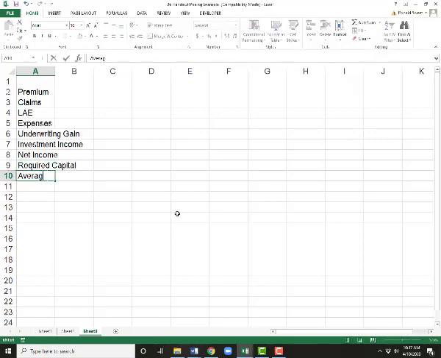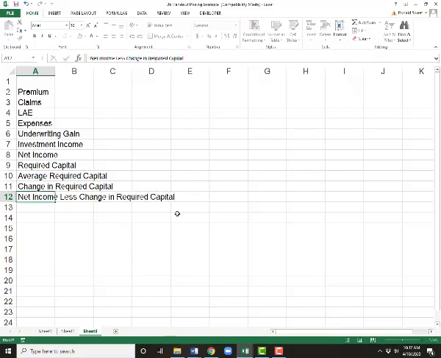Then you have average required capital. We have the change in required capital, and we have net income less change in required capital. And then we have return on capital.